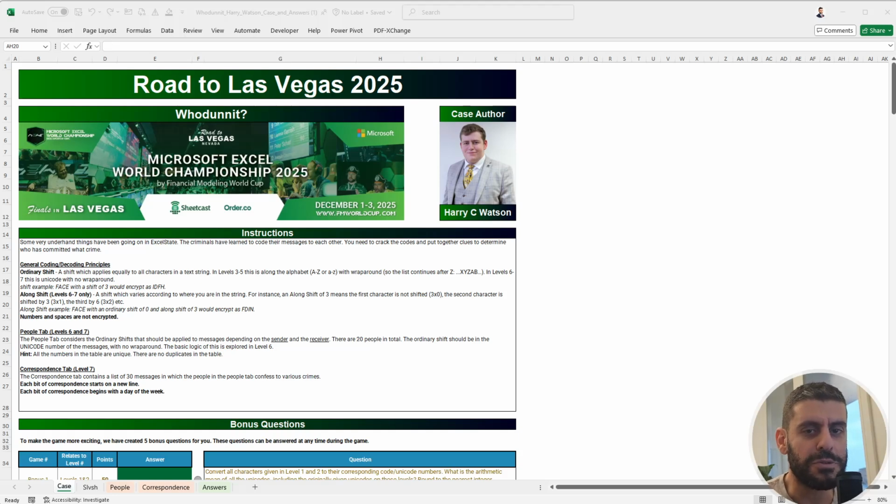Today I'm going to post my solution for the case of Battle 2 of the Road to Las Vegas series. The case is called Whodunnit by Harry Watson. I like this case a lot, honestly. I think it was very well designed, very interesting, also spot on in terms of peak difficulty, with maybe some clash in results in the upper range, but considering the discourse we had during the battle, I think it was very well tailored.